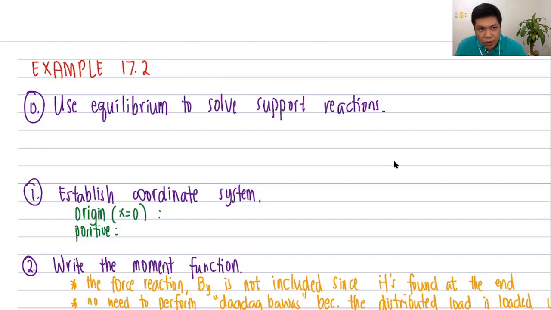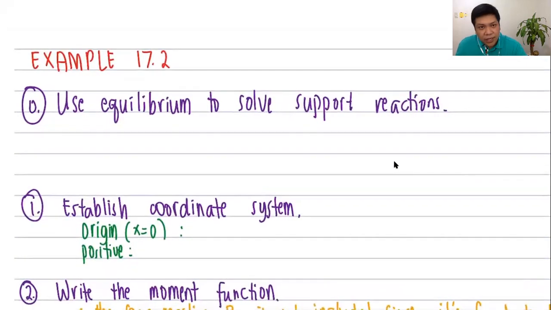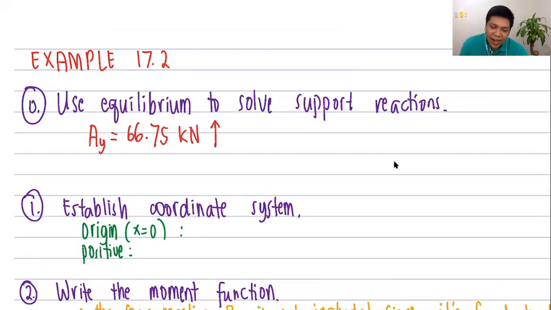Our step 0 is use equilibrium to solve for the support reactions. Since I have a simply supported beam, kindly just show at home that the support reaction AY is actually 66.75 kilonewtons upward. Please pardon my bad handwriting.